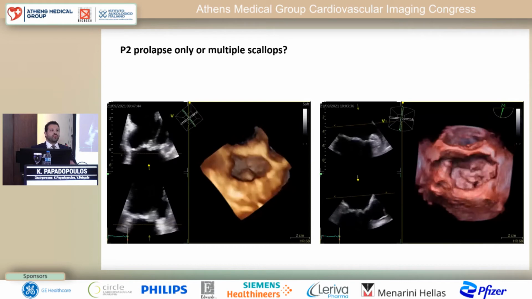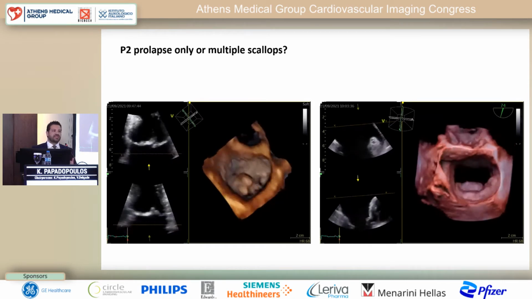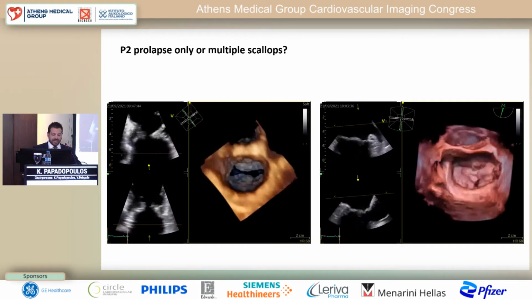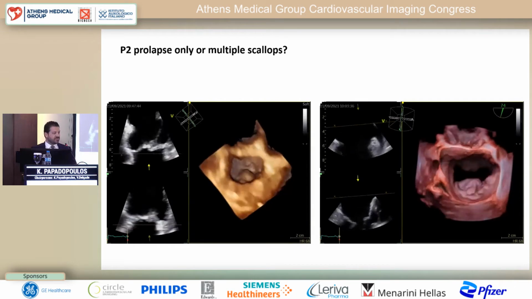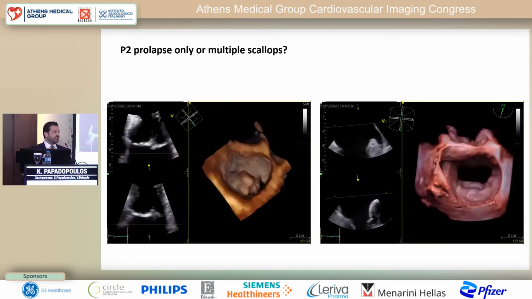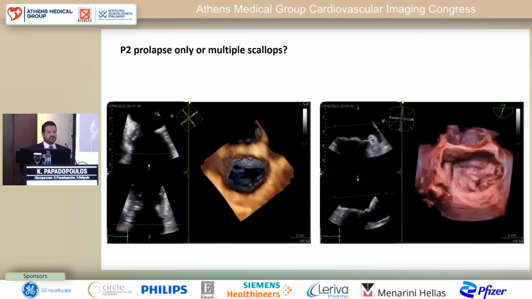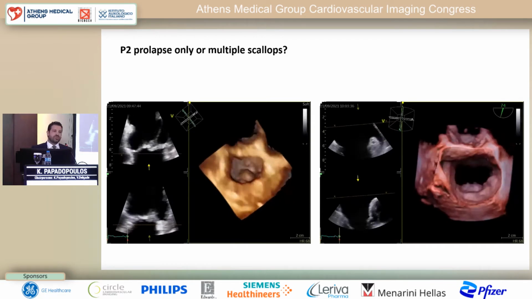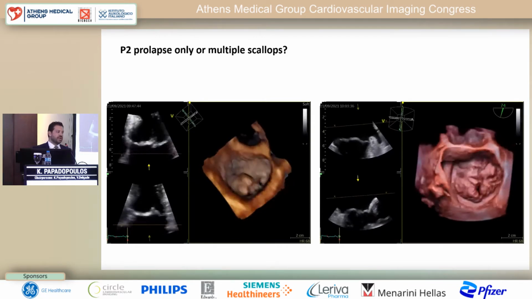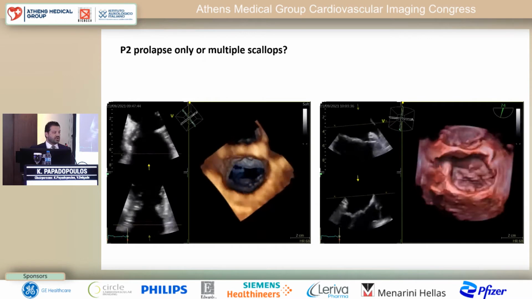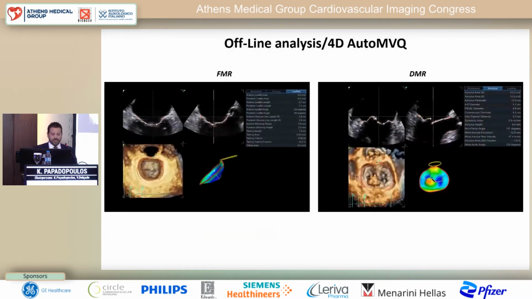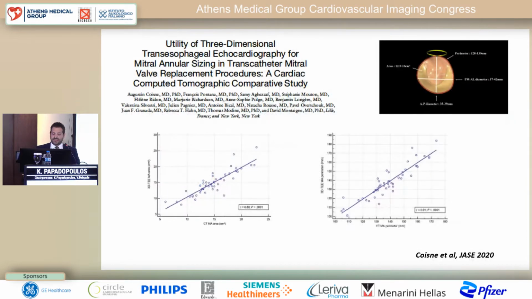Even though we can take these nice transthoracic 4D images and appreciate a prolapse of the mitral valve, when we refer a patient to a surgeon or interventionist, we should always perform transesophageal echo because we can see these valves in more detail. And of course, MVQ analysis is a method to take some measurements for the annulus and the leaflets, and these measurements might be very important for the surgeons and the interventionists.